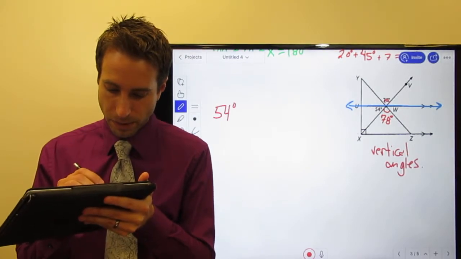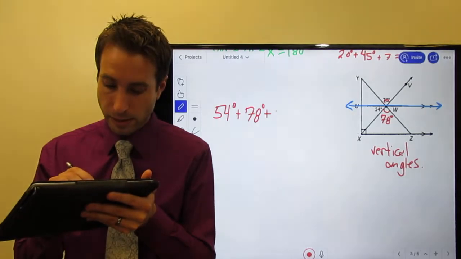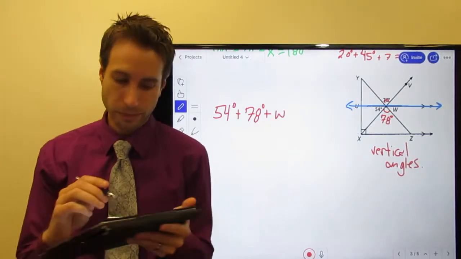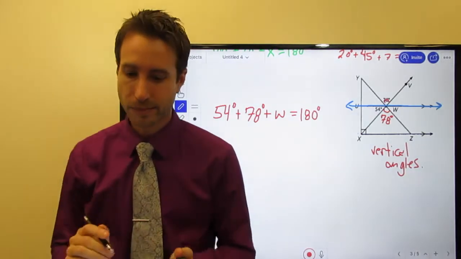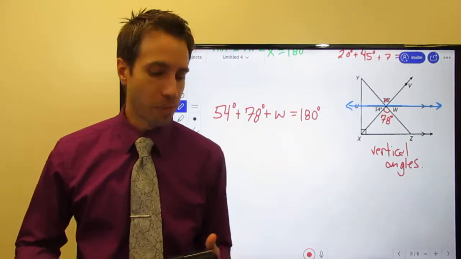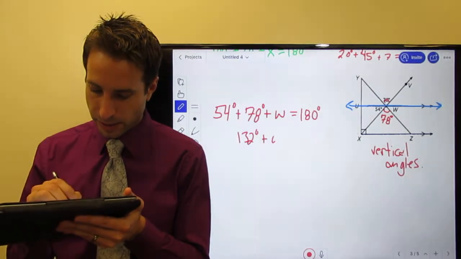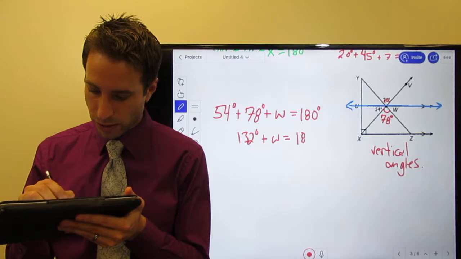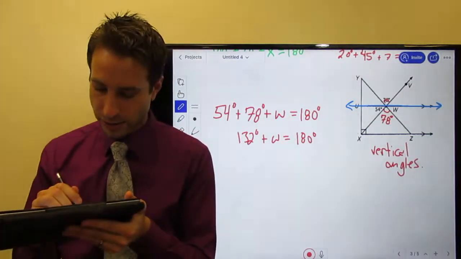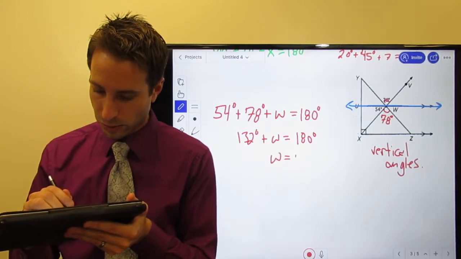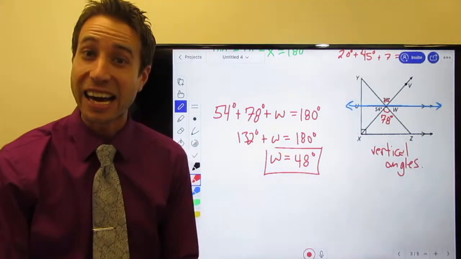54 plus 78 plus W, I don't know, equals 180. Okay, great, here we go. 54 plus 78, I get 132 degrees, plus W is equal to 180. Again, fairly simple algebra problem. Subtract the 132 to the other side, and W is equal to 48 degrees. Again, how did I do that?